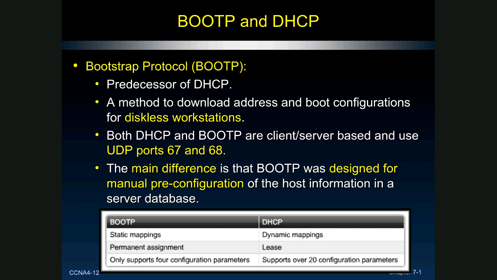BOOTP was a permanent assignment. DHCP is a lease for a configurable time. BOOTP only supported the 4 big configuration parameters. What are our 4 most important parameters on an IP-based device? The IP address, the subnet mask, the default gateway, and the DNS server or name server. A DHCP server supports over 20 different things that you might want to use in your company. So it's much more flexible.